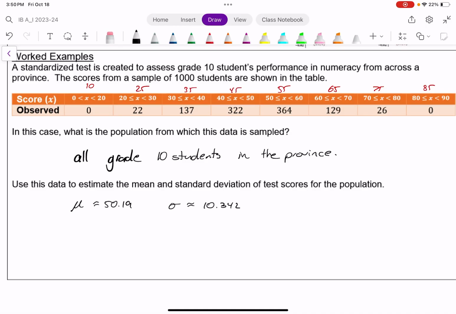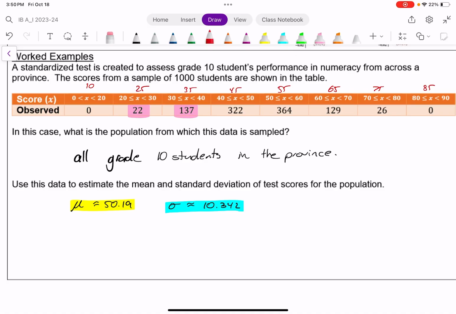Now, keep in mind, even if I did use the actual data of all the exact scores for these 22 students, the exact scores for these 137 students, even if I had all that data, this mean and this standard deviation would still be estimates. You may think that's exact, but that's just based on the sample of 1,000.